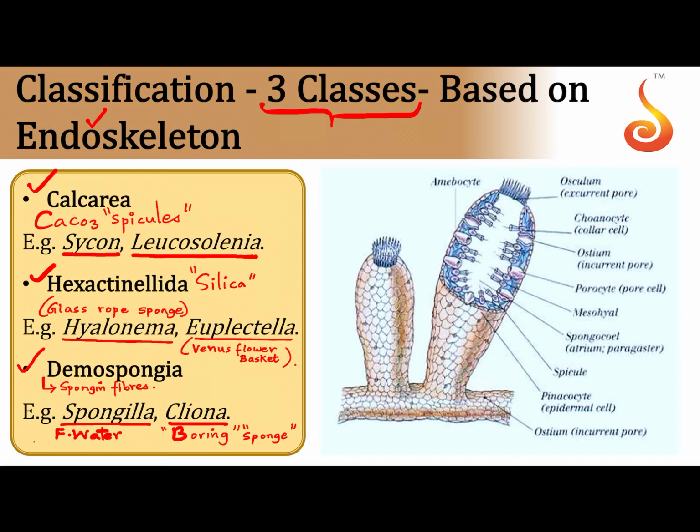Okay, and one more example you can remember for Demospongiae, Euspongia. Why I am mentioning Euspongia is because it was used as a bath sponge. So the common name of Euspongia is the bath sponge. Okay, so the three major classes of phylum Porifera are Calcarea, Hexactinellida and Demospongiae.